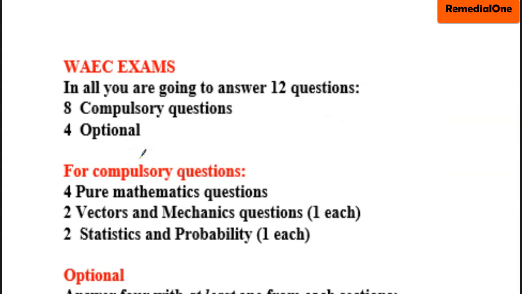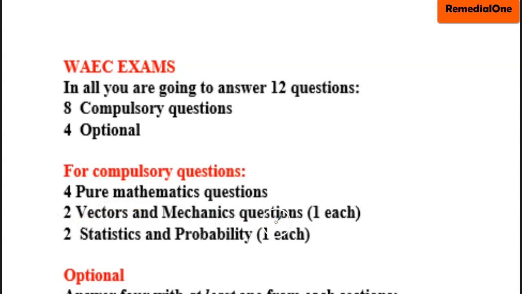So for WAEC exams, what are you supposed to do? In all, you are going to answer 12 questions. Bear in mind, for elective maths, you will have 8 compulsory questions and then 4 optional. For compulsory questions, you have 4 pure mathematics questions. So only 4 of all the topics that I've listed will appear in the compulsory side.